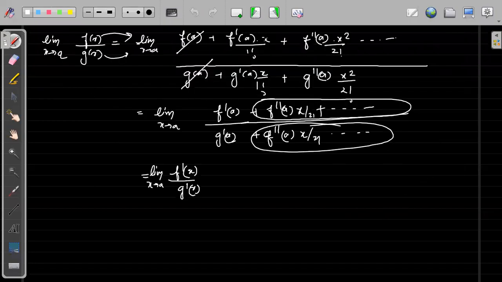Here I have simply written x because we are considering x tending to 0, but in the actual function it will be x minus a. Here you will have x minus a, x minus a, x minus a, but I'm considering x tending to 0 so that you won't get confused, because you have not seen this expansion much.